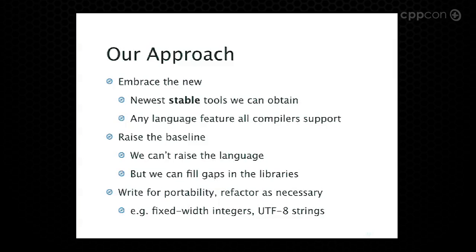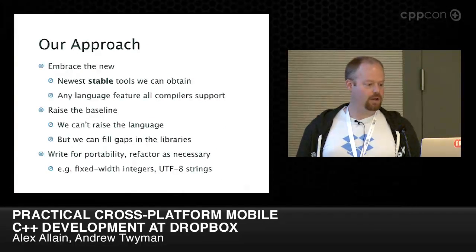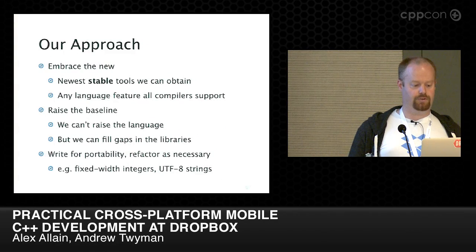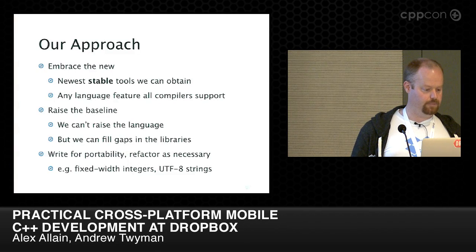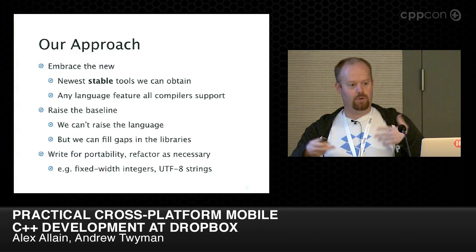So based on this, our approach is to embrace the new as much as we can, use the newest tools that we can get on any given platform, though only the ones that are stable enough to use in production code. And we'll use any language features that we can as long as all the compilers on the platforms we care about support that language feature. We unfortunately can't really build language features ourselves.